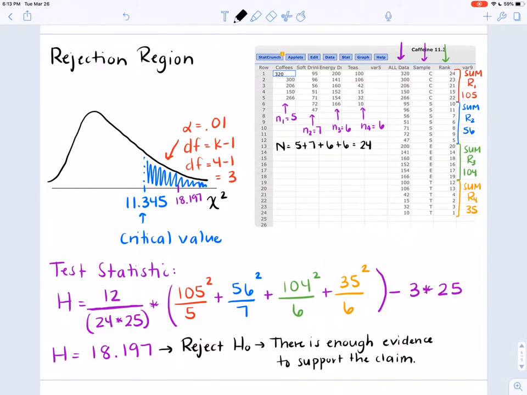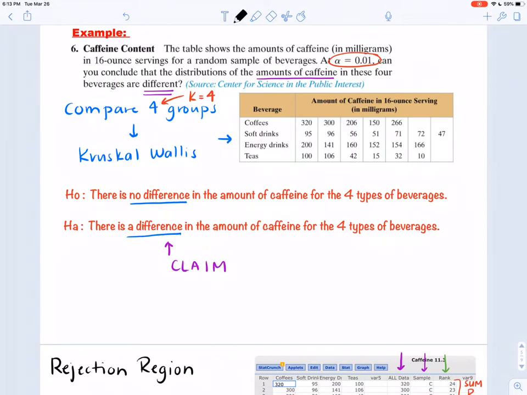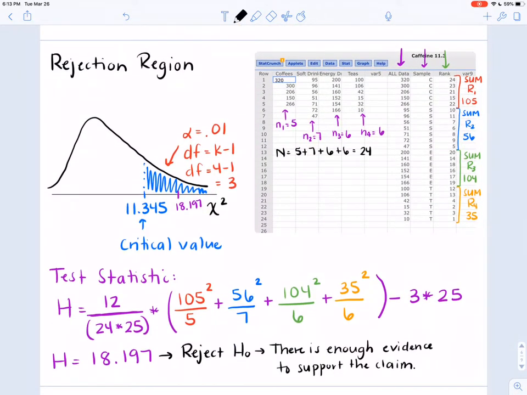Okay, so at that point again, I'm testing for a difference between the 4 types of drinks. I get a chi-squared rejection region. I calculate my test statistic using the sum of the ranks for each sample. This was in the rejection region, so I rejected the null and in turn supported the claim.